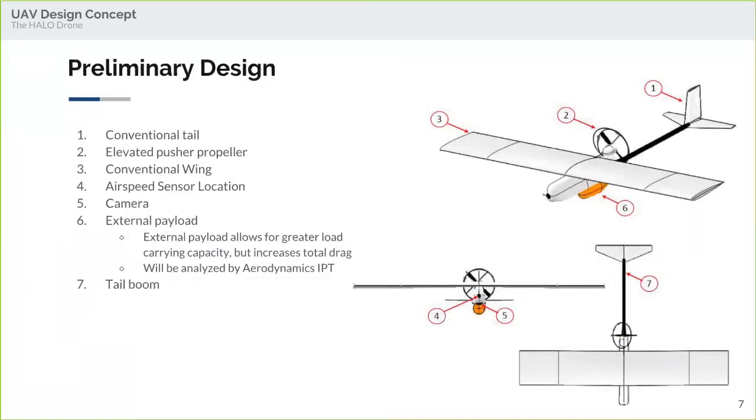The external payload will allow for greater load carrying capacity. However, it will increase the total drag. We don't see this as being an issue. Essentially, we can remove the payload for longer surveillance missions, and then attach the payload for the delivery once the person has been identified. And so, while there will be extra drag, it will only be for a shorter flight time when we're actually delivering the payload. This will be further analyzed by our dynamics IPT. And finally, we have a tail boom connecting our fuselage to the tail section.